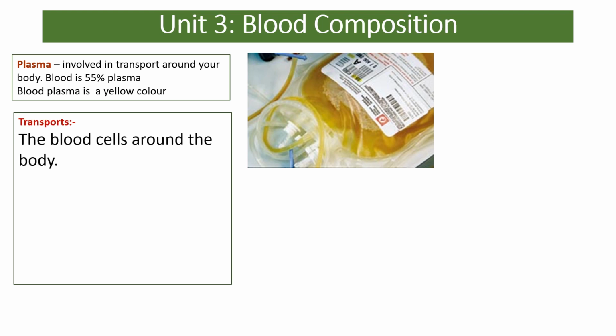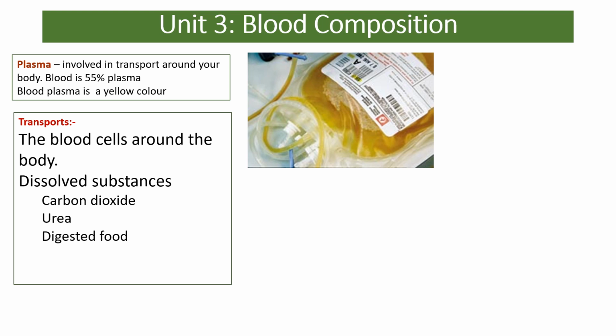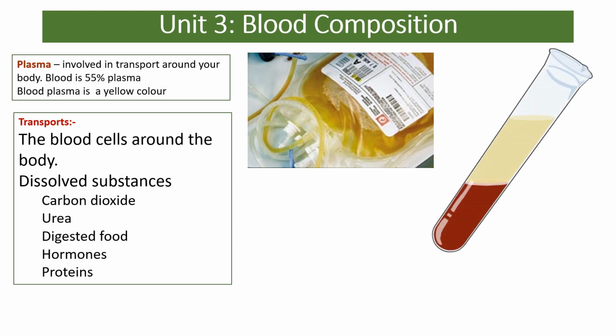So it transports blood cells around the body, but you might get a question saying, well, what else does it transport? So it transports anything such as dissolved substances, and these are the things that we think about having travel in your blood. So carbon dioxide will transport in the plasma. Urea, which will later become urine, is transported from the liver to the kidneys in the blood. Digested food, hormones, proteins, and one that I think is really important not on that list, glucose.